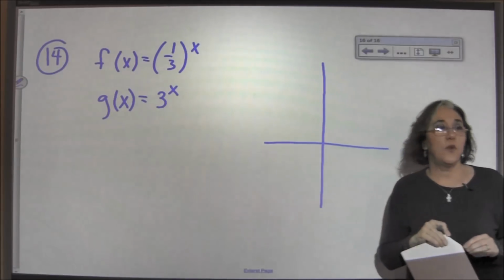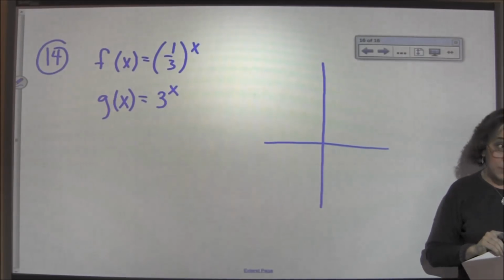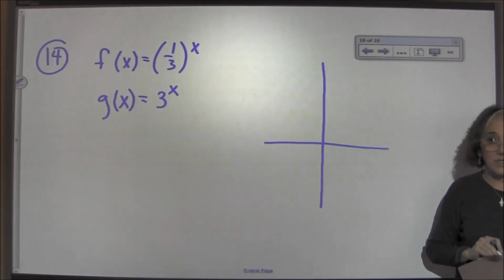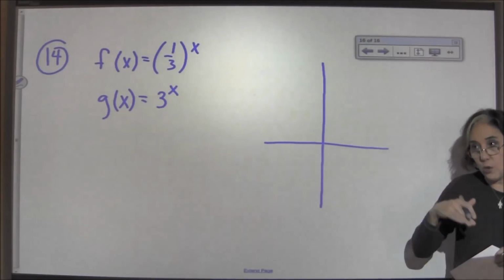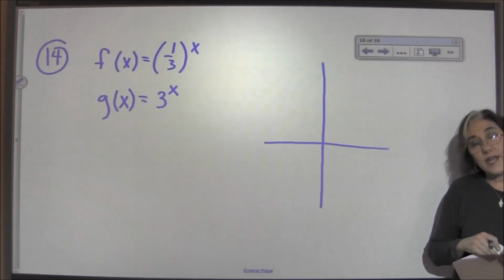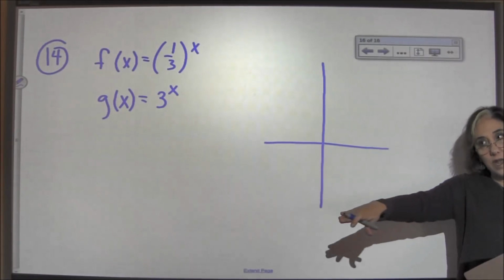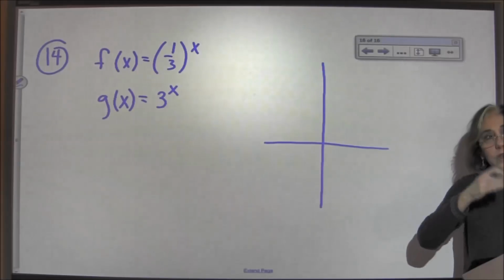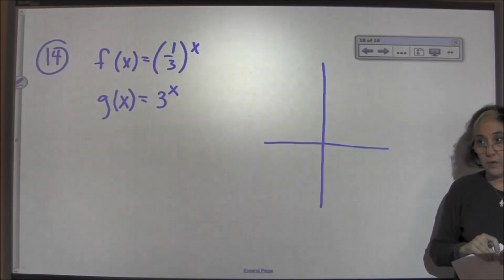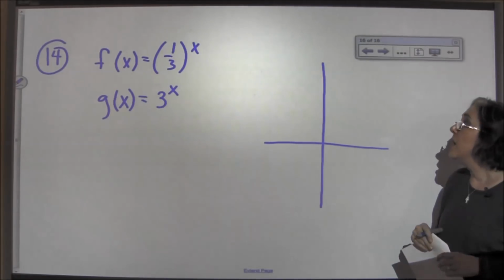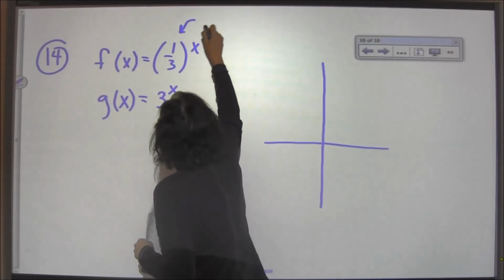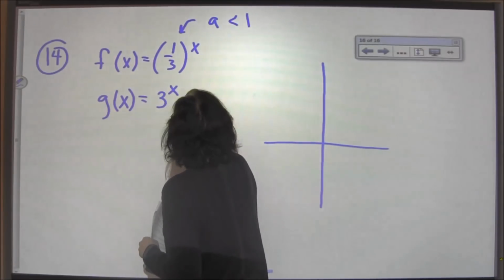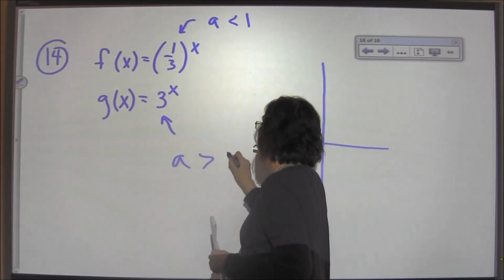Be really careful on showing me where asymptotes are. That's where some people lost some points on test 3, is they didn't draw in their asymptote, or they didn't treat the asymptote correctly. If you've got an exponential, then you have a horizontal asymptote. If you have a logarithm, you have a vertical asymptote. So these are exponentials. One has a base less than 1. Remember, our bases are always positive. This one is a base bigger than 1.